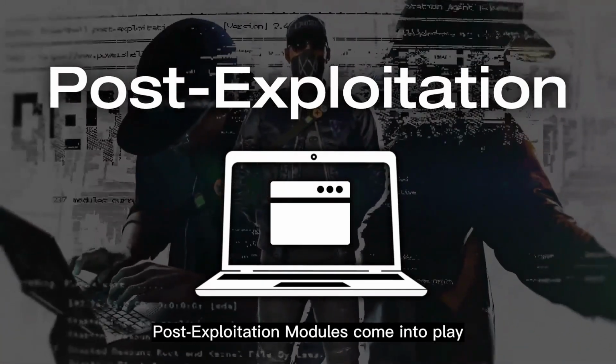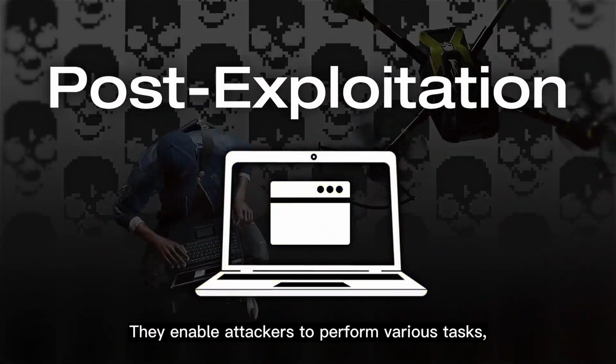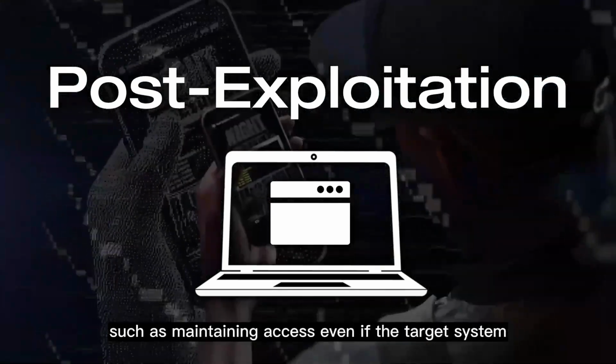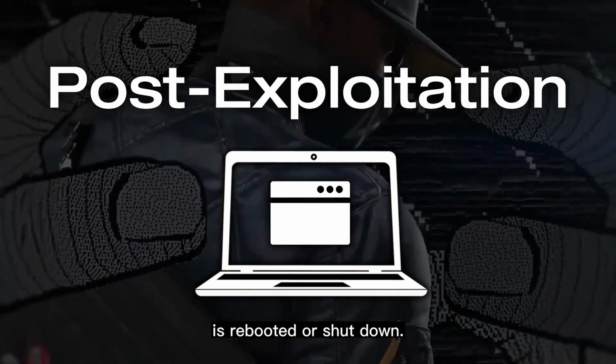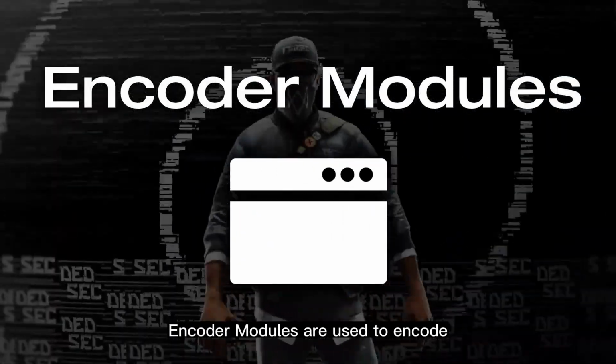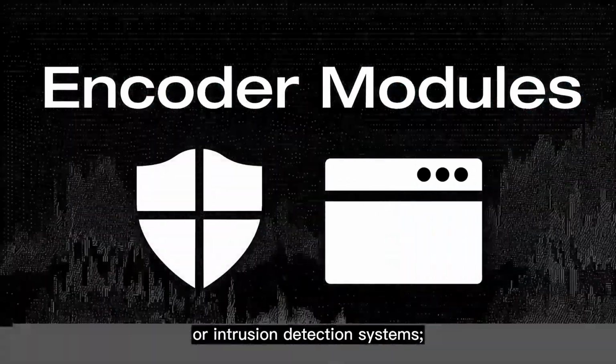Post-exploitation modules come into play after successfully compromising a system. They enable attackers to perform various tasks, such as maintaining access even if the target system is rebooted or shut down. Encoder modules are used to encode payloads and exploits to bypass antivirus or intrusion detection systems.